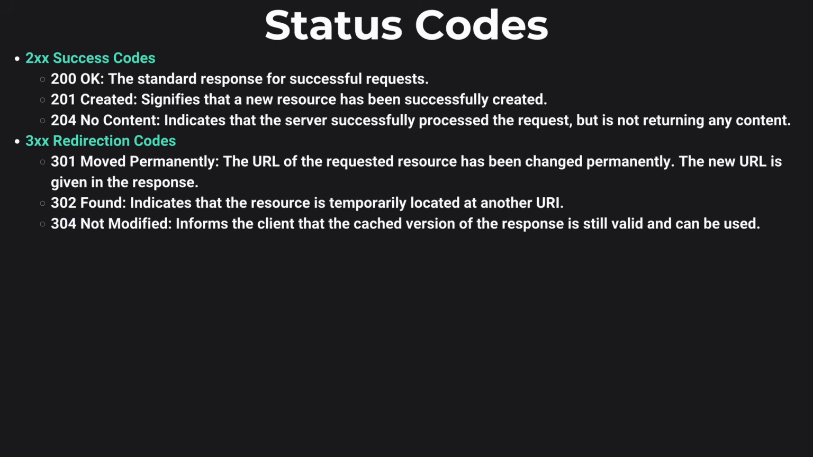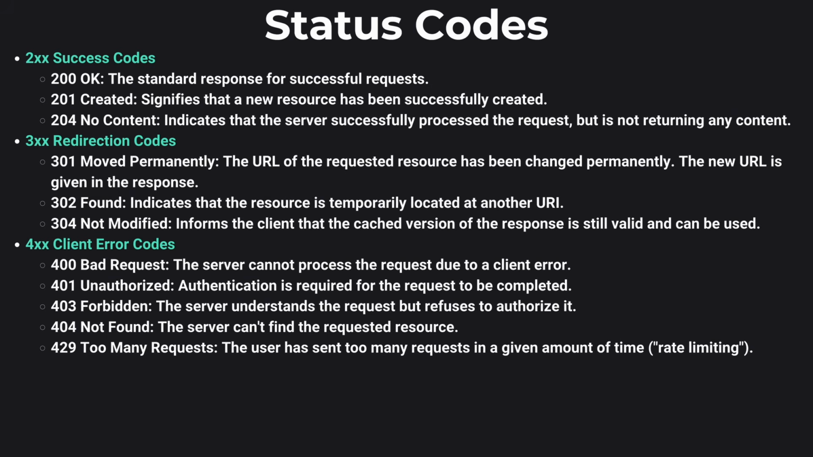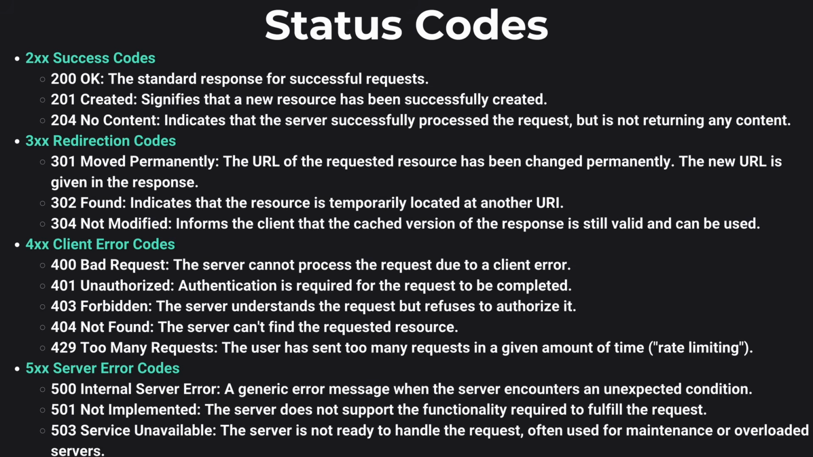300 series are redirection codes. These signify that further action needs to be taken by the user agent in order to fulfill the request. 400 series are client error codes. These are used when the request contains bad syntax or cannot be fulfilled. And 500 series are server error codes. This indicates that something went wrong on the server.